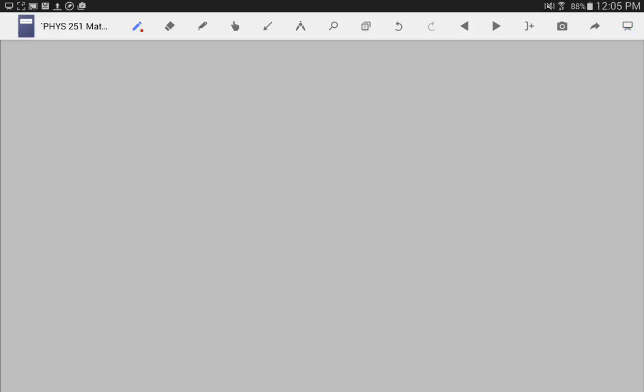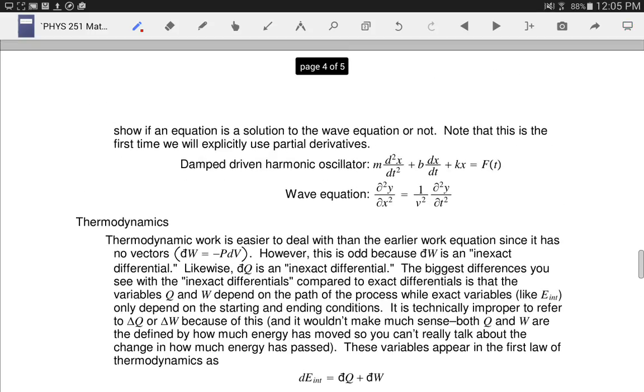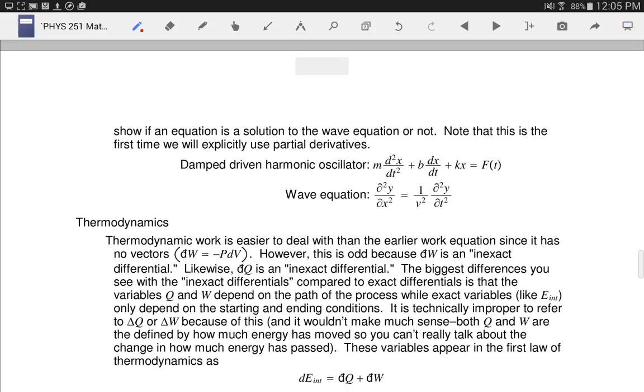Now on to page 2. It seems like a big break between pages, but I'm good with that. Damped harmonic oscillators have this, which is very clearly a differential equation. It's something you're going to see in differential equations if you take it, because it's a very classic differential equation problem. We have a second derivative, a first derivative, no derivative, and then another function of time.